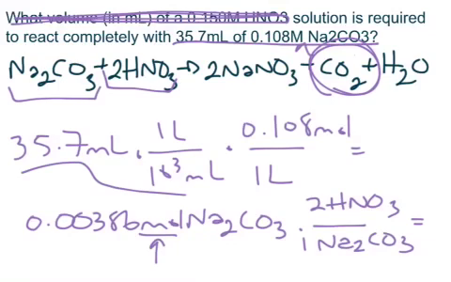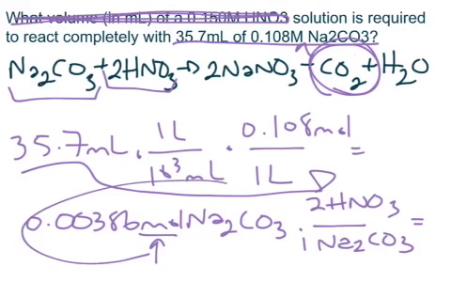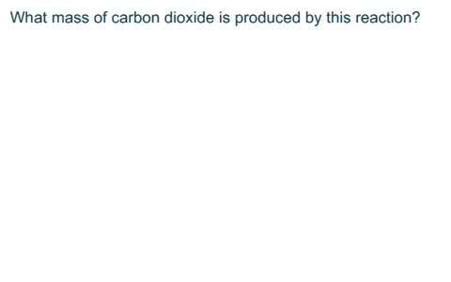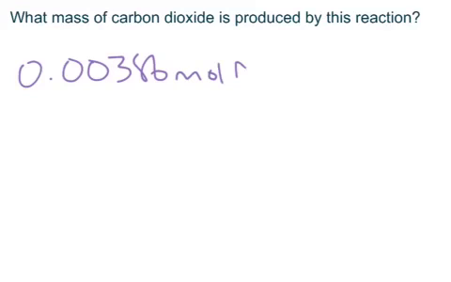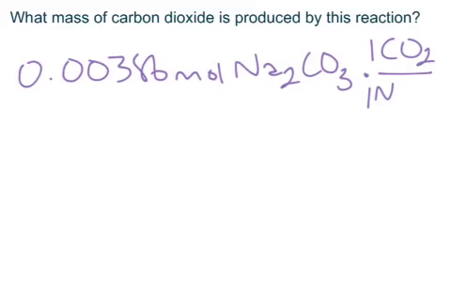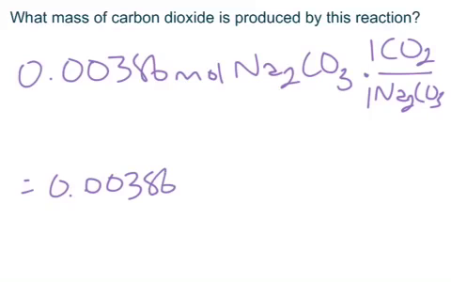Instead of me going back through all of this, I have already figured out this is how many moles of sodium carbonate I use. So I'm just going to start this problem with that. 0.00386 moles of Na2CO3. Okay, this time there's one carbon dioxide for every one sodium carbonate. So it's a 1-to-1 ratio. So that means we're sticking with the same number of moles.